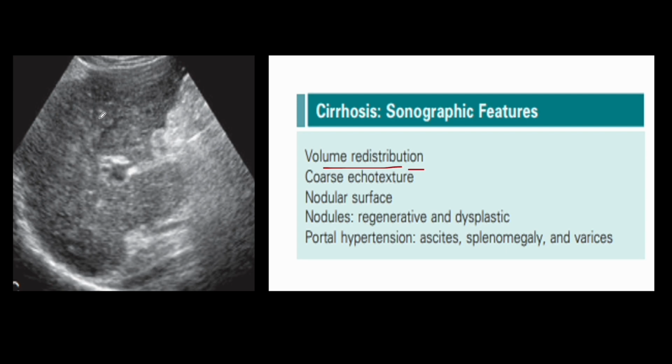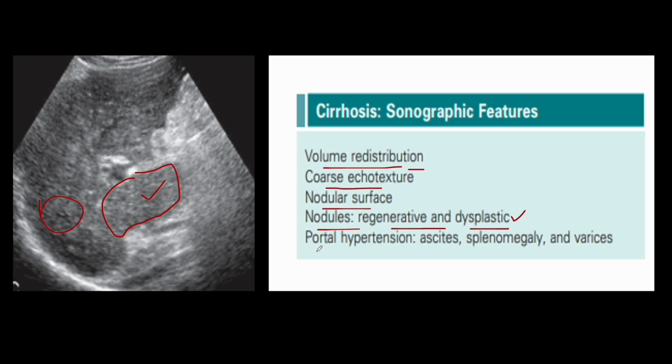Here in this diagram, this structure is the liver. If you look at the echotexture of the liver, it is coarse, not homogeneous, and the margin of the liver is irregular. And here this structure is the caudate lobe. The caudate lobe is enlarged in this diagram in comparison to the right lobe. So caudate lobe hypertrophy is a feature of chronic liver disease. Other features, as I have already discussed, are coarse echotexture and nodular surface. Nodules can be regenerative, or sometimes dysplastic nodules can be seen, and these dysplastic nodules should be differentiated from hepatocellular carcinoma.